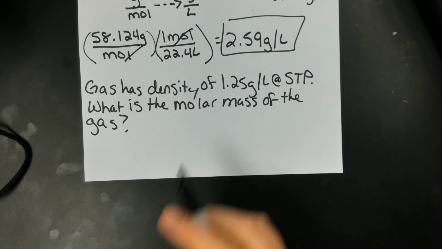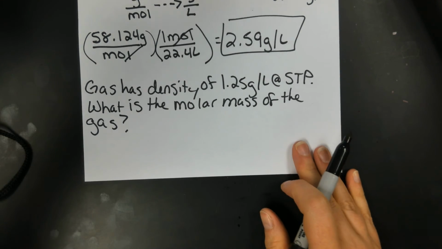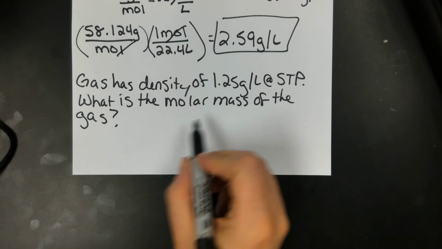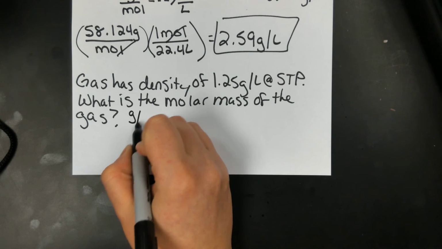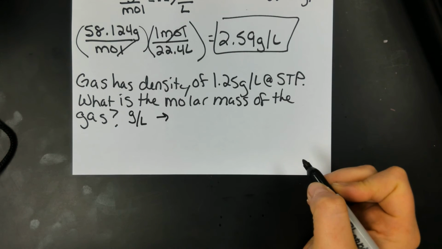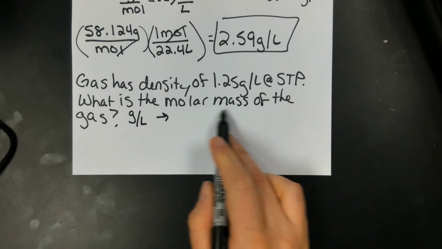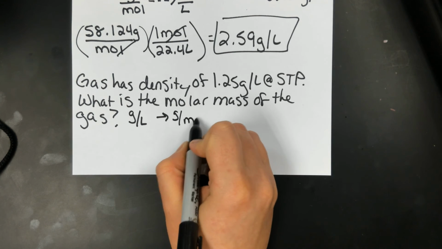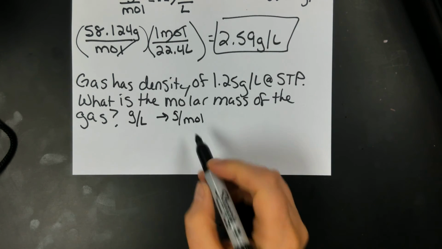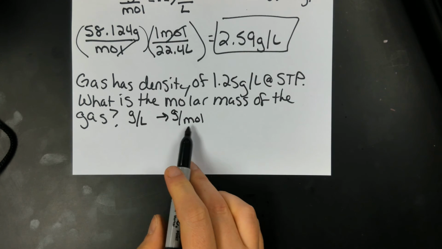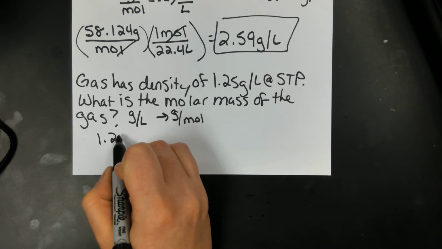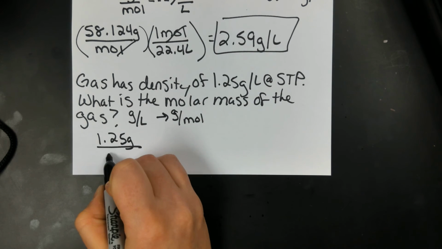So let's look again at what units we're talking about. Let's talk about what units we have. We have grams per liter, and I would like to go to, what's the units for molar mass? Grams per mole, right? So I'm trying to go from grams per liter to grams per mole. So let's start with what we're given. 1.25 grams for every 1 liter.